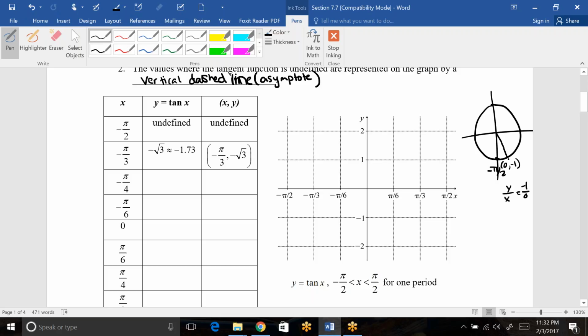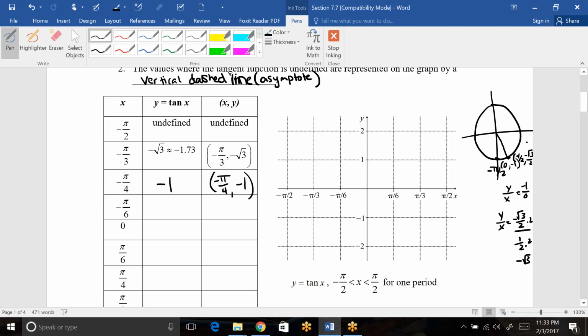Negative pi over 3 is down here, negative 60 degrees, essentially. And that point down here is (1/2, -square root of 3 over 2). Now, if we do y over x for that, that is negative square root of 3 over 2 over 1/2. You multiply top and bottom by 2, and that's how they're coming up with negative square root of 3. Anytime you're at a pi over 4, remember that is a 45-45 triangle, and you end up getting the same number over itself, so that ends up being negative 1. So negative pi over 4, comma negative 1.